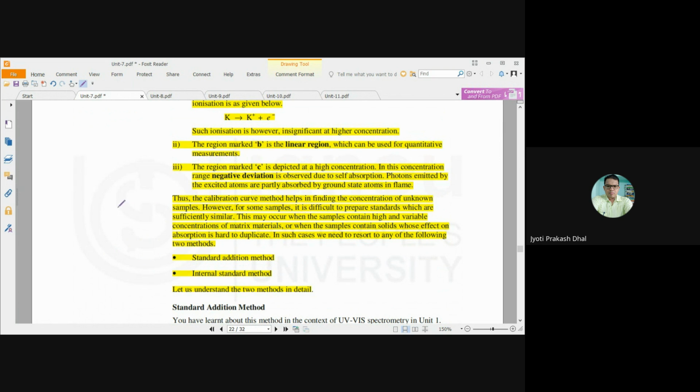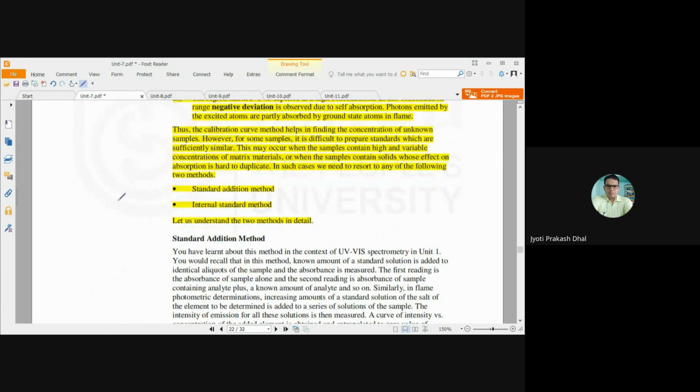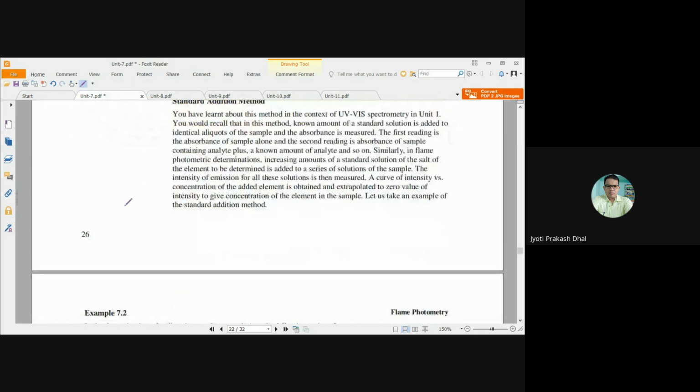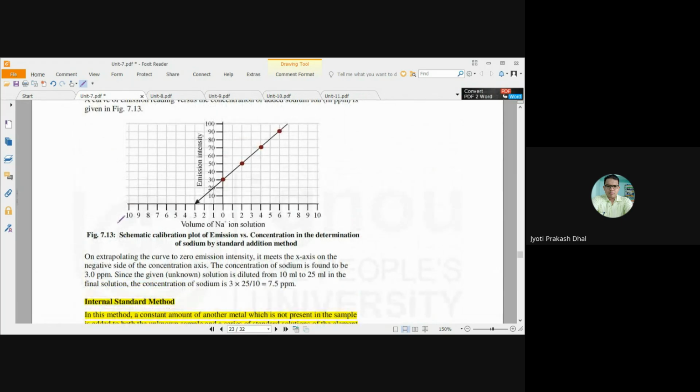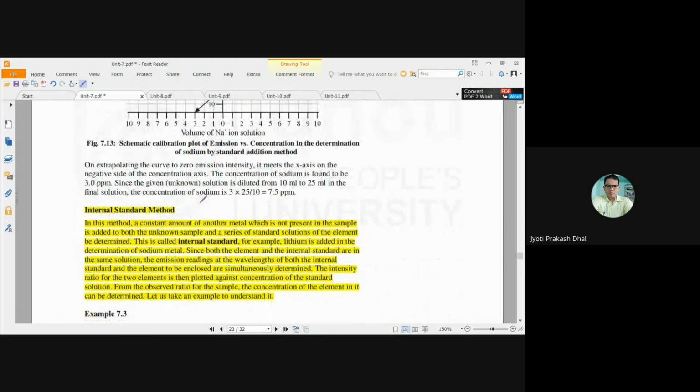However, for some samples, it is difficult to prepare standards which are sufficiently similar. This may occur when the samples contain high or variable concentrations of matrix material, or when the sample contains solids whose effect is hard to duplicate. In such cases, we need to resort to either the standard addition method or the internal standard method. Here is the schematic diagram of the calibration plot of emission versus concentration for determination of sodium by the standard addition method. So this is the calibration curve.